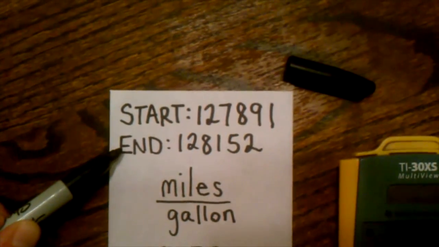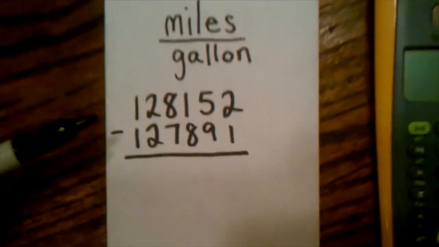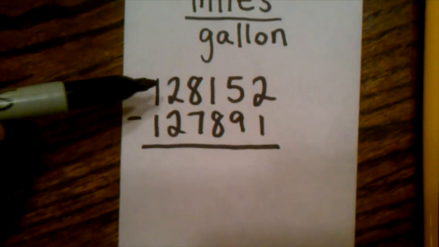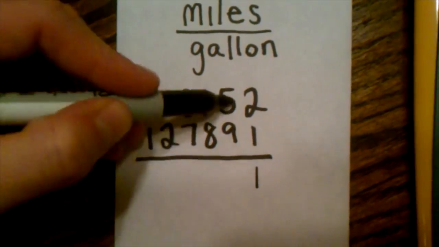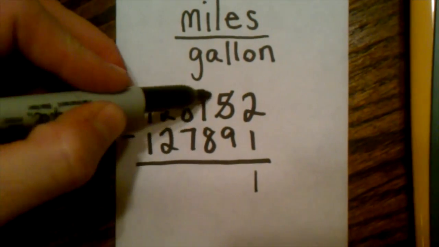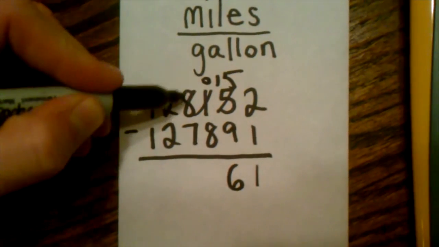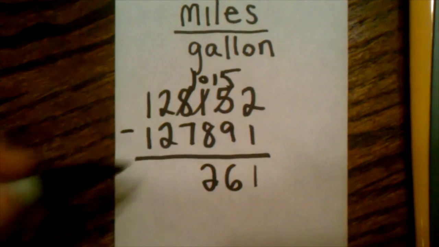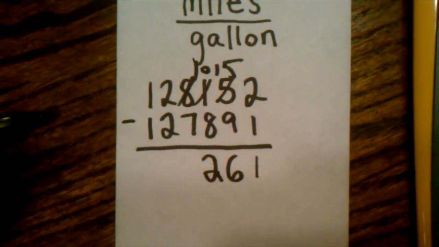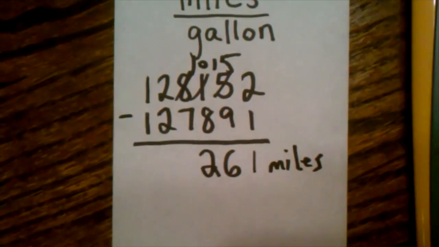my ending mileage and subtract my starting mileage to find out how far I drove. That would look like this. I take my ending mileage and subtract my starting mileage. I need to do a little borrowing. Minus 2 is 8. 261 miles. I drove 261 miles before I stopped for gas.